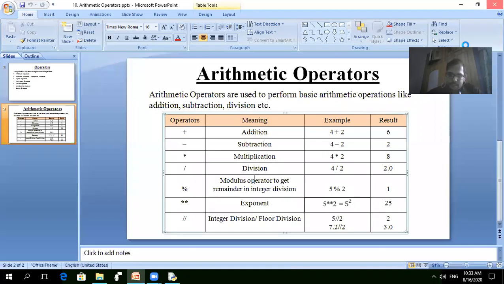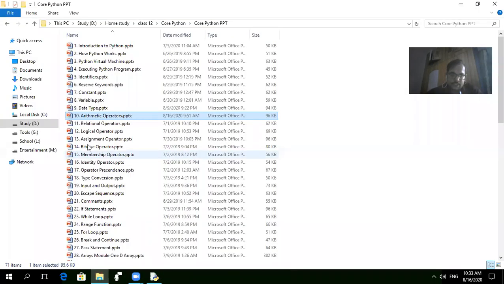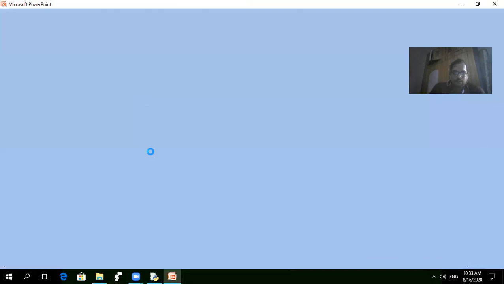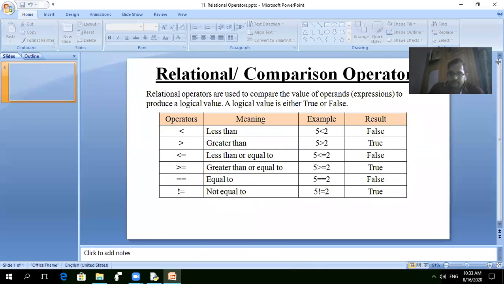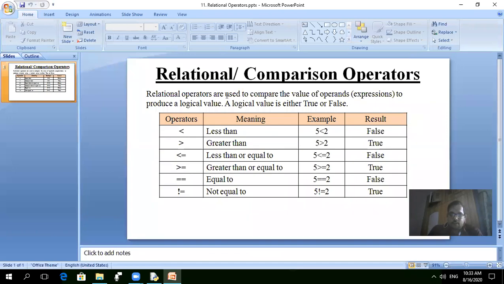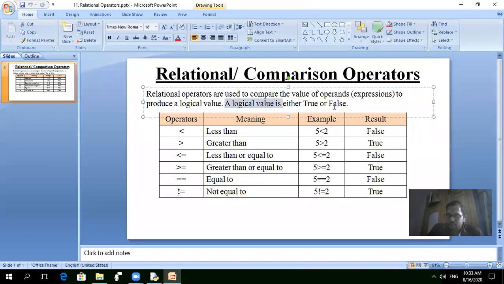Now close this and open the next slide. That is relational operator. The first operator we have done. First operator means arithmetic operator and unary operator, both are the same. So we have done this one. Now next one is relational operator. The relational operator is also called a comparison operator. Relational operators are used to compare the values of operands, or you can say expressions, to produce a logical value. और logical value क्या होती है? True or false. So a logical value is either true or false.